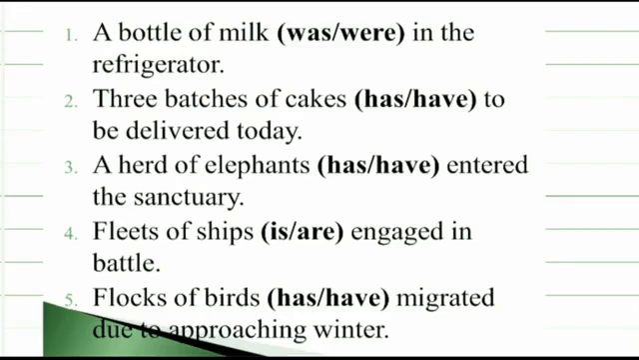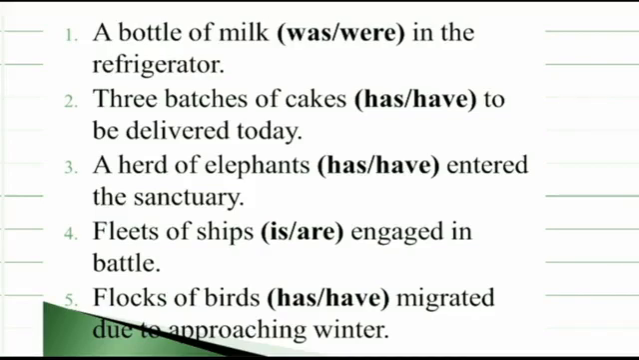So we're looking at number 1. We have a bottle of milk was or were in the refrigerator. So first I want you to tell me what is your collective noun, and then tell me which verb to use. First you're going to tell me what is your collective noun in that sentence. In the first sentence there, what is your collective noun? Yes, what is in number 1 here? So we have number 1, a bottle of milk was or were in the refrigerator. So can you tell me what is the collective noun there?